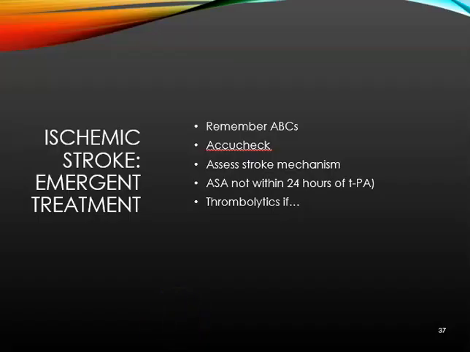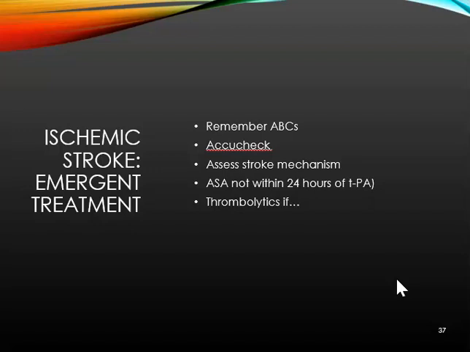For management and treatment, remember your ABCs. Make sure that you're doing your AccuCheck to rule out hypoglycemia. Assess for the stroke mechanism. What was the cause? Was it AFib or hypertension? If it's AFib, we've got an ischemic issue. If it's hypertension, we could have a hemorrhagic issue.